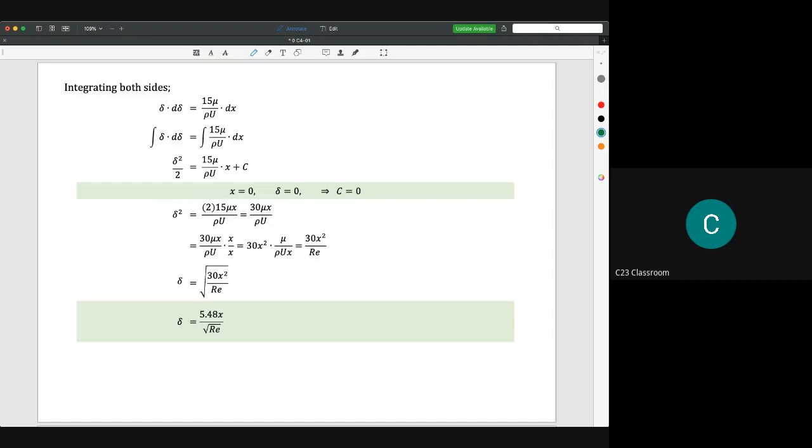So we will have the integration of delta d delta and the integration of 15 mu over rho U dx. So this will give us delta squared over 2. And here will give us another value of x. So we have 15 mu x over rho U plus C. And then we need to determine what is the value of C here. So we substitute with the boundary condition. You know that the boundary condition is something like this.